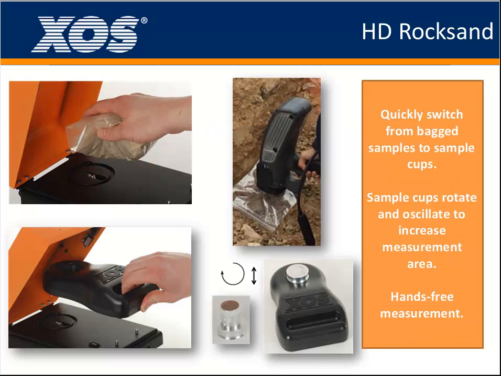And there are 3 testing modes of HD Rocksand. The first one is just similar to the first generation XRF: we just use the gun to shoot at the ground directly. In this mode, we just do the screening job, and the result is just for qualitative analysis.